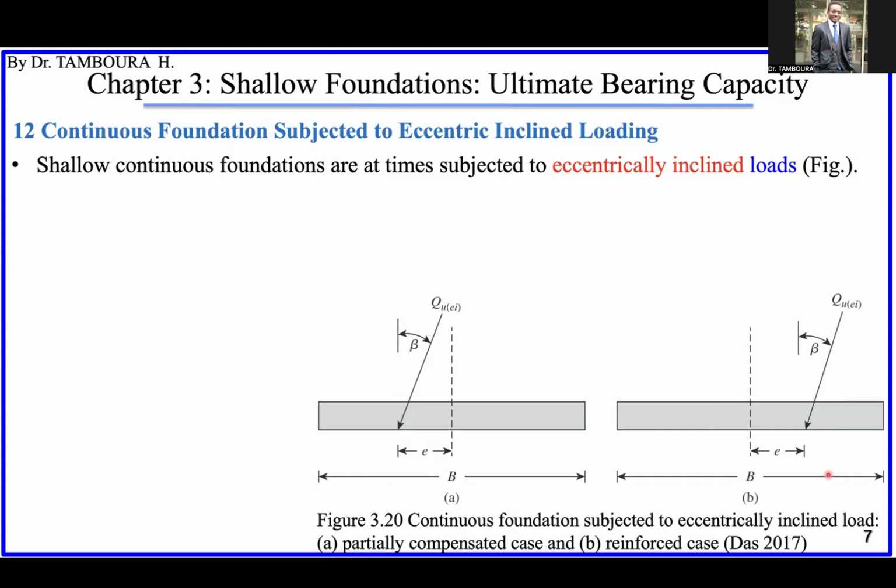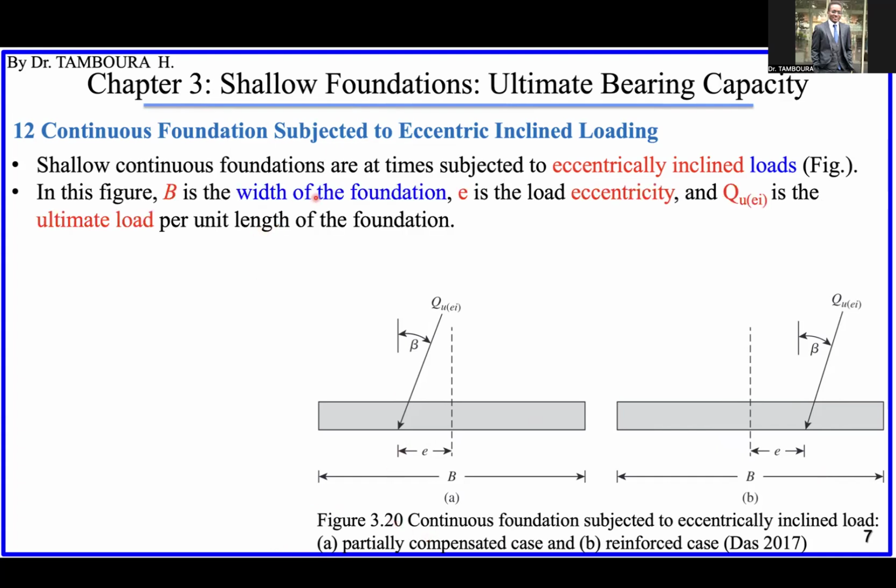So here the B is, as I said, the width of the foundation. e is eccentricity. And now the q_u(e,i), this load is the ultimate load per unit length. Okay, not in kilonewton, in kilopascal. So this is the ultimate bearing capacity. e for eccentric, i for inclined load.